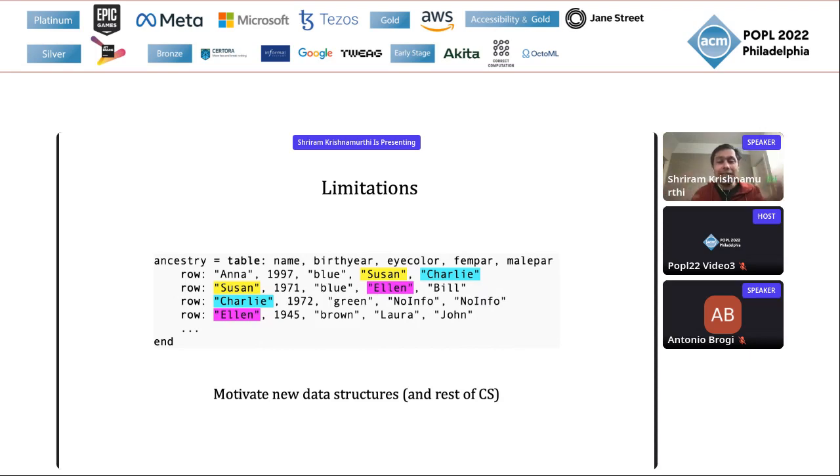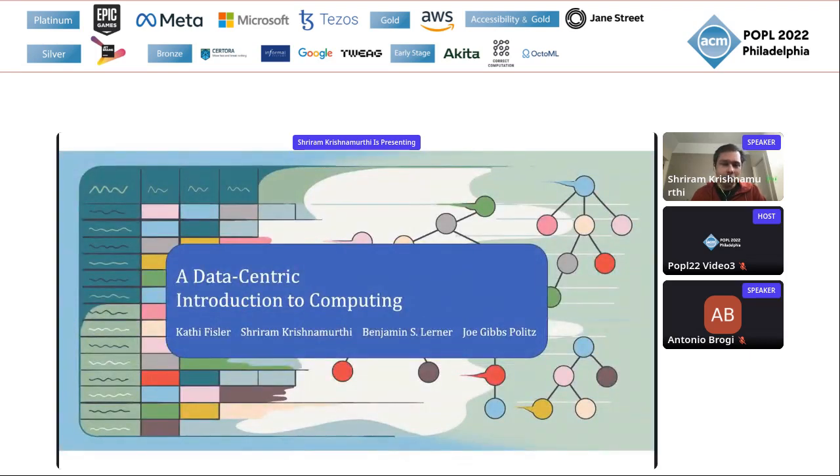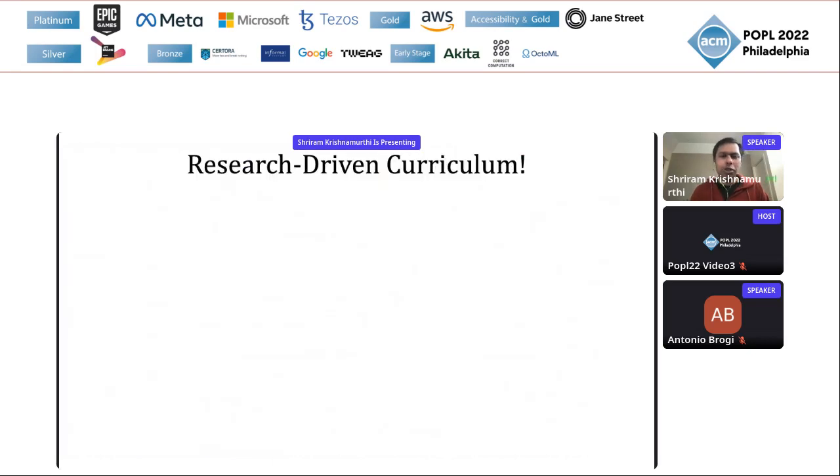And all the stuff that CS has to offer that data science is still sort of working on. So this is an approach that we call a data-centric introduction to computer science. This is a new book that we've put out. And something that I'm actually very excited about is that this is also a research-driven curriculum.